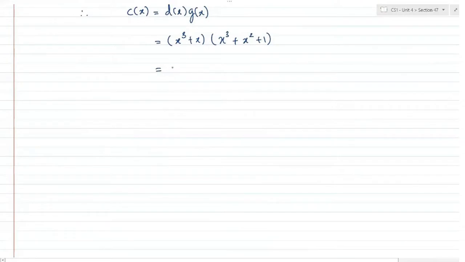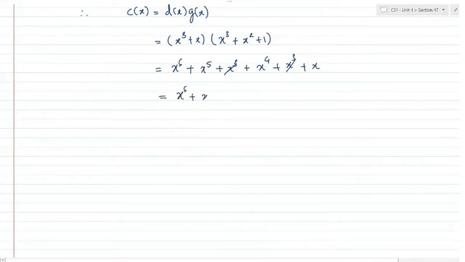So x power 3 times x power 3 is x power 6, plus x power 5, plus x cubed. I'll take all the terms in the product. The next terms are x power 4, x cubed, plus x. As you know, addition of two identical terms results in 0, and this gives simply x power 6 plus x power 5 plus x power 4 plus x as the code word.